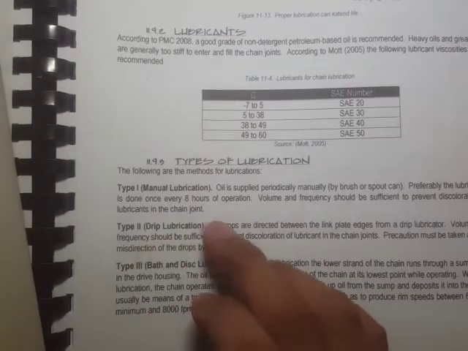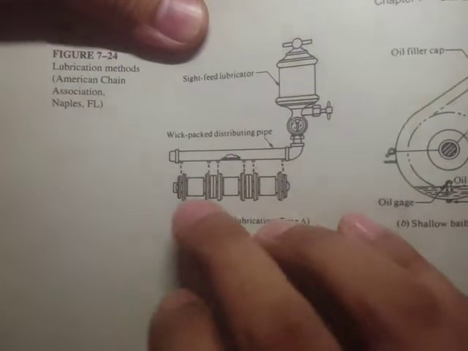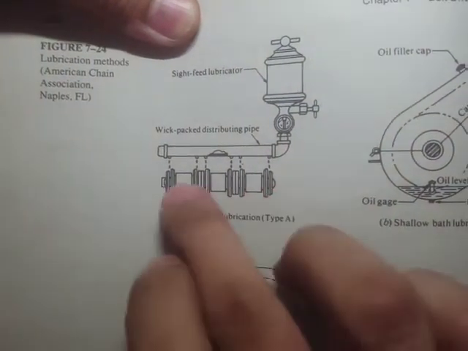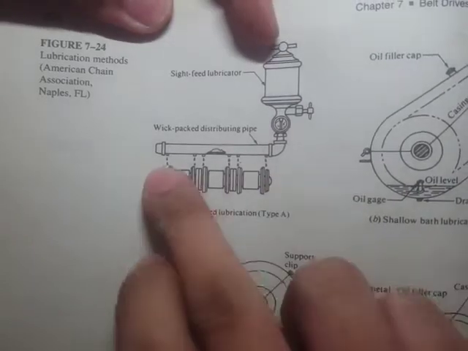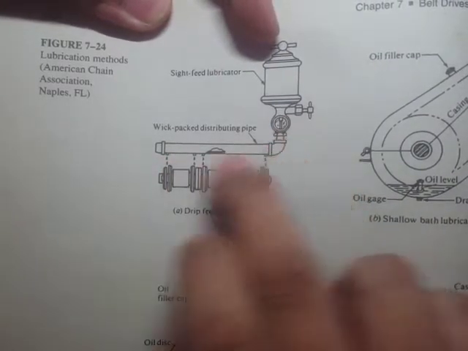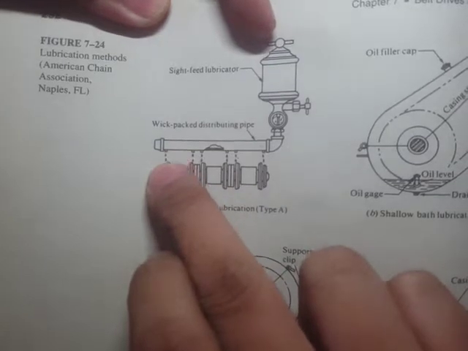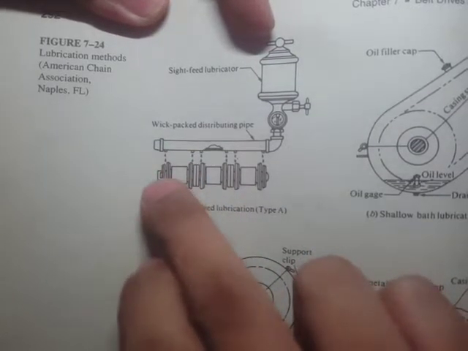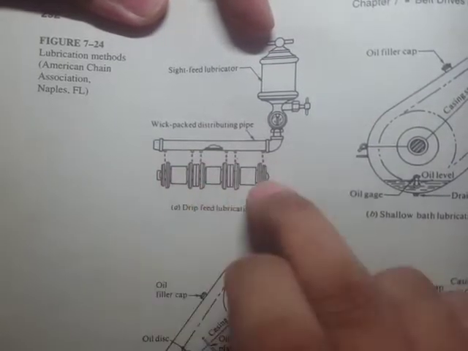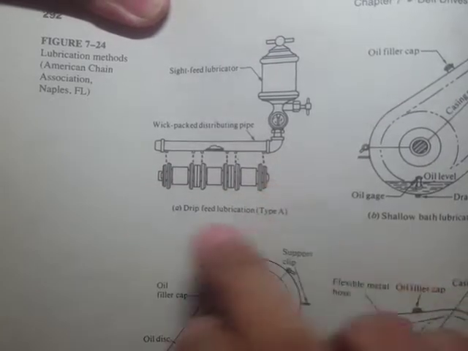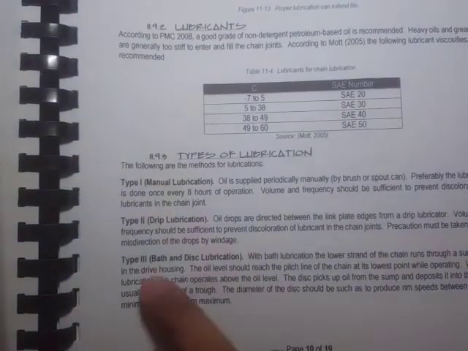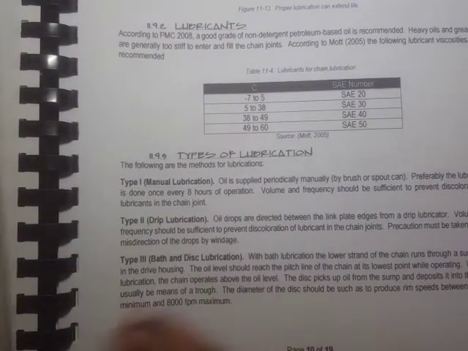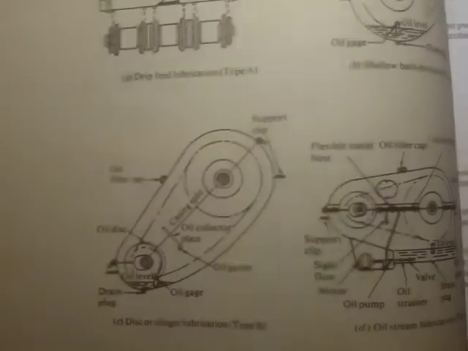And for the type 2, we have drip lubrication, and it looks like this. Here's our chain, we have 3 strands of chains right here, and we have the lubrication basically dripping onto these portions of the chains. Okay, so that's drip lubrication. And another type is the bath and disc lubrication.